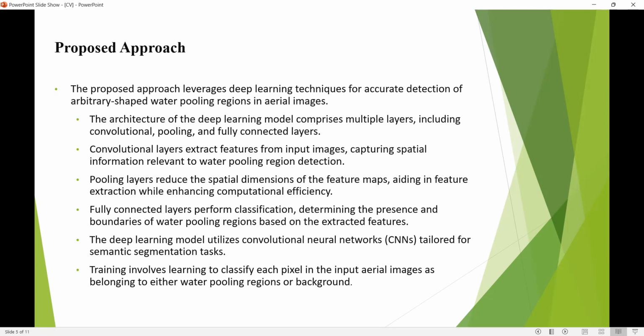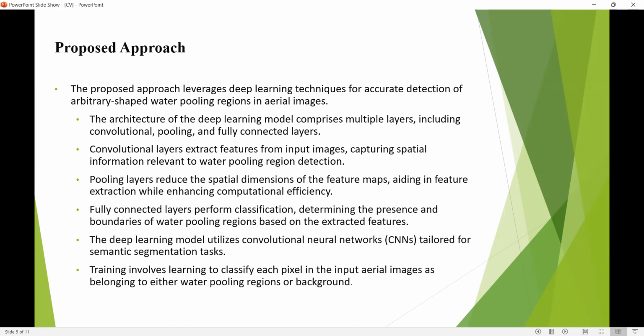The deep learning model utilizes a convolutional neural network tailored for semantic segmentation tasks. So we are using the CNN, convolutional neural network, because the input data is images. So we will use the convolutional neural network for the image data set.